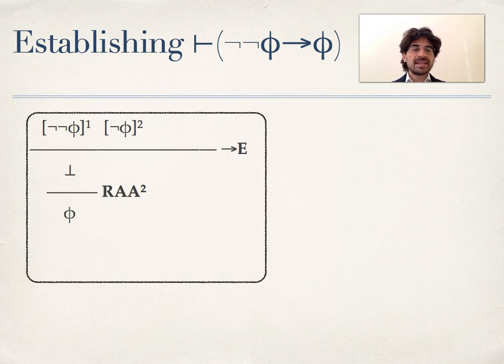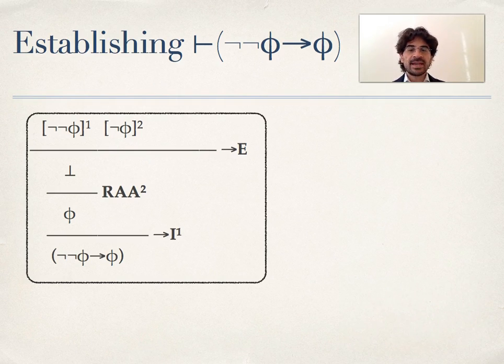The next step is an application of our rule reductio ad absurdum, and this allows us to derive the formula phi. So note that we labeled not phi number 2, and we are applying a reductio ad absurdum to this assumption number 2. That's why we put a superscript 2 next to the label reductio ad absurdum. This allows us to remove the negation of not phi and write simply phi.